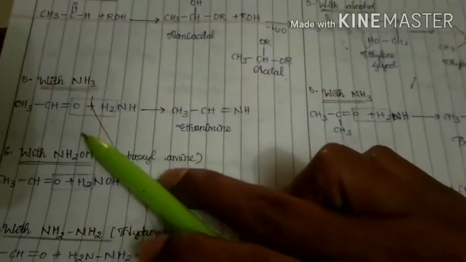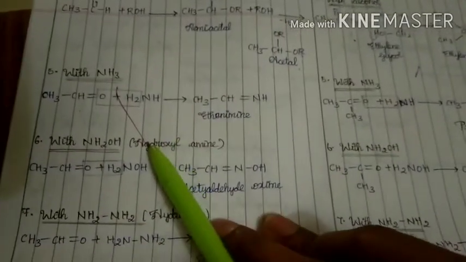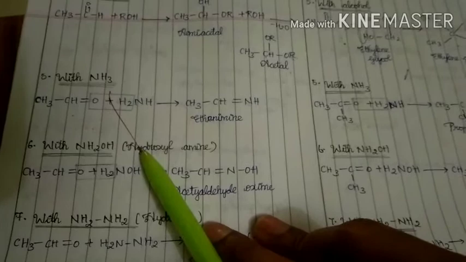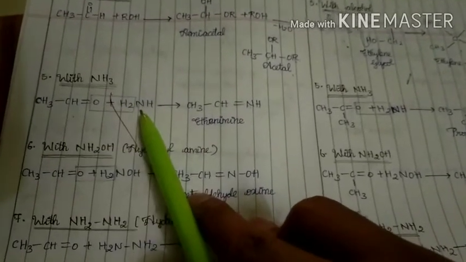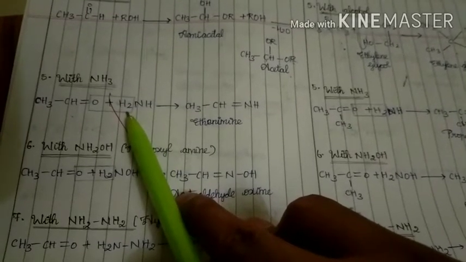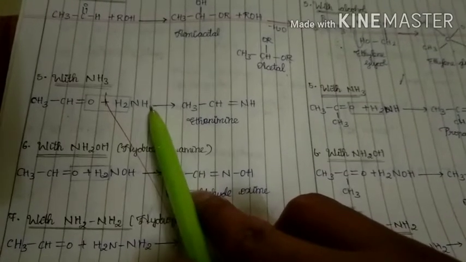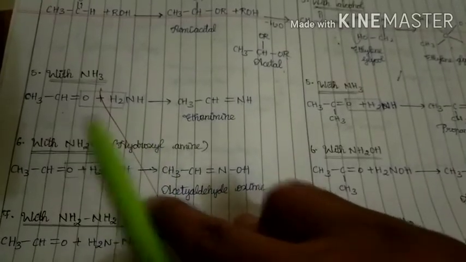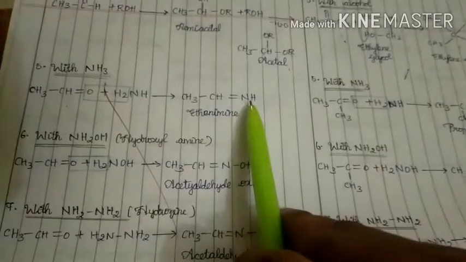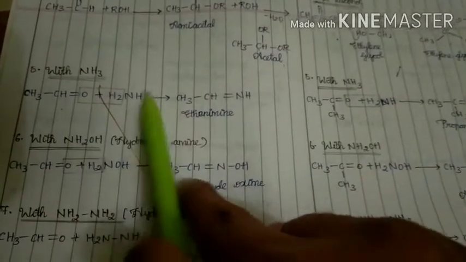Next one, with NH3. With NH3, condensation reactions take place. Condensation means addition and elimination. That is called condensation. See, when acetaldehyde reacts with NH3, it can be written as H2NH. Both are same. Then H2O will be removed as byproduct. Then we get this compound, CH3CH double bond NH. See, this double bond forms with the NH.